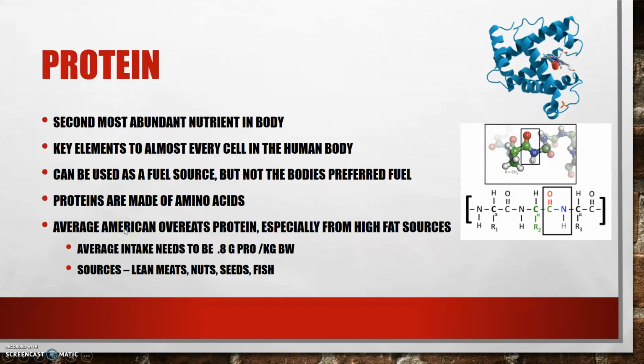The average American adult overeats this group, and in particular overeats protein from a high-fat source like ground beef. For the average adult, you only need about 0.8 grams of protein per kilo of weight each day, but most Americans go far over. If you're pregnant, if you work out a lot, if you're sick, you will probably need to increase this to 1.5 to maybe up to 2 grams per kilo of weight. But there's really no need to go above that because it doesn't confer any additional gains.